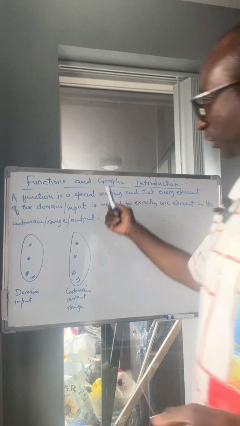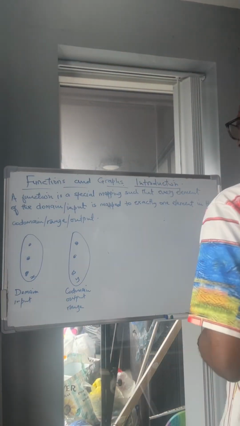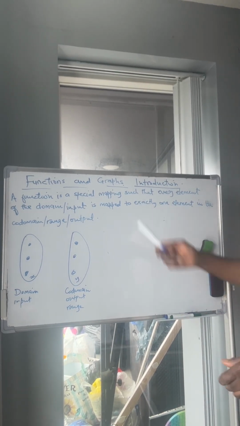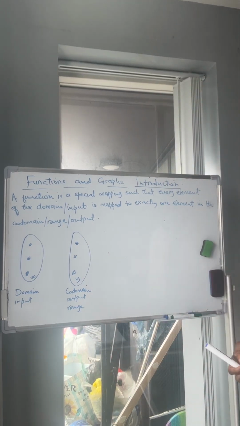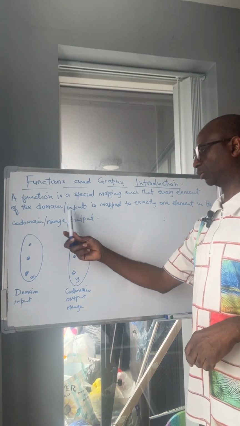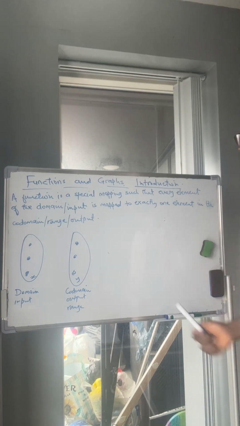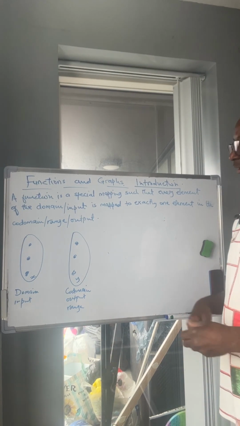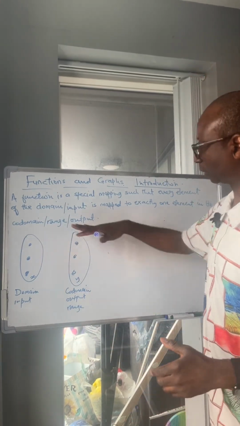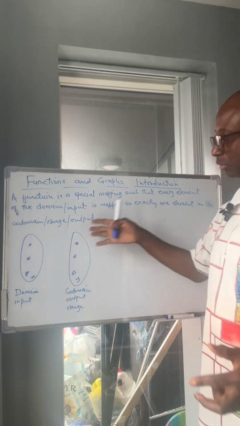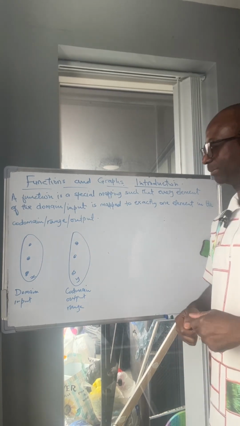We are looking at functions and graphs, and we have given the definition of a function as a special mapping such that every element of the domain, input, is mapped to exactly one element in the codomain, range or output. Because of what other books write, you see codomain, range, output, but they all mean the same thing. Other books would prefer to use one or the other, but you should know that they all mean the same thing.